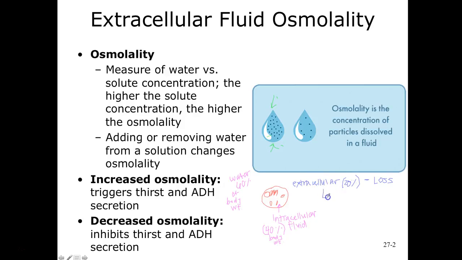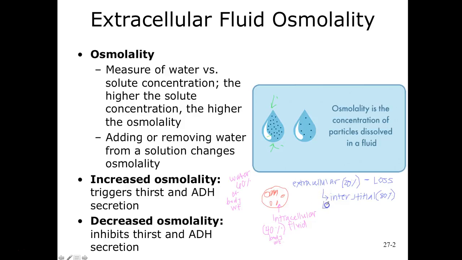The way this is broken down is we find it within our interstitial fluids. As a reminder, this is the tissues outside of our cell. This is going to be the biggest part of our extracellular fluid, making up 80% of our extracellular fluid.